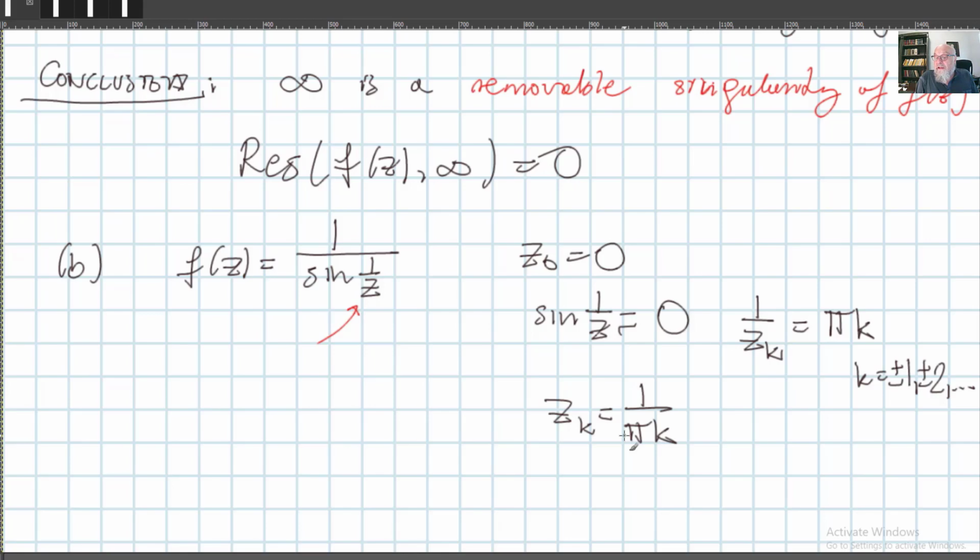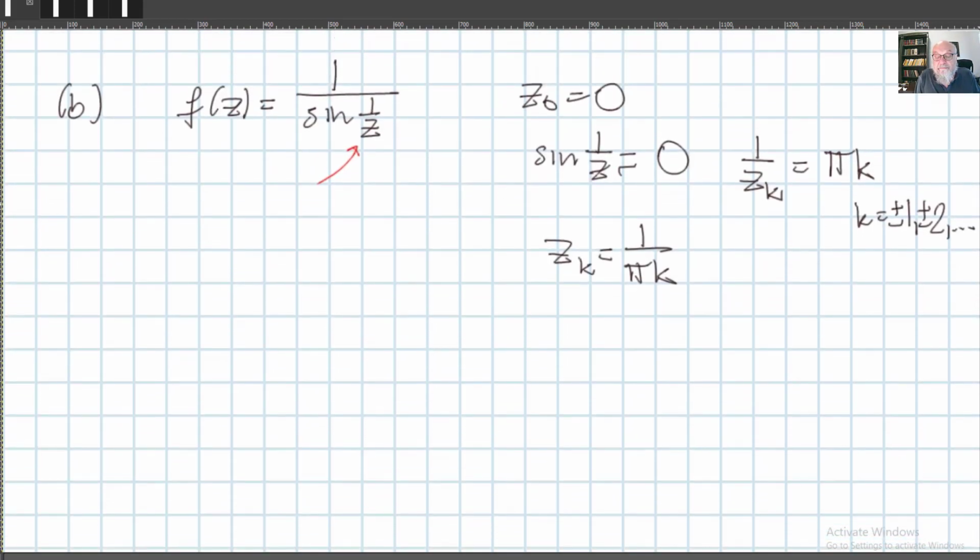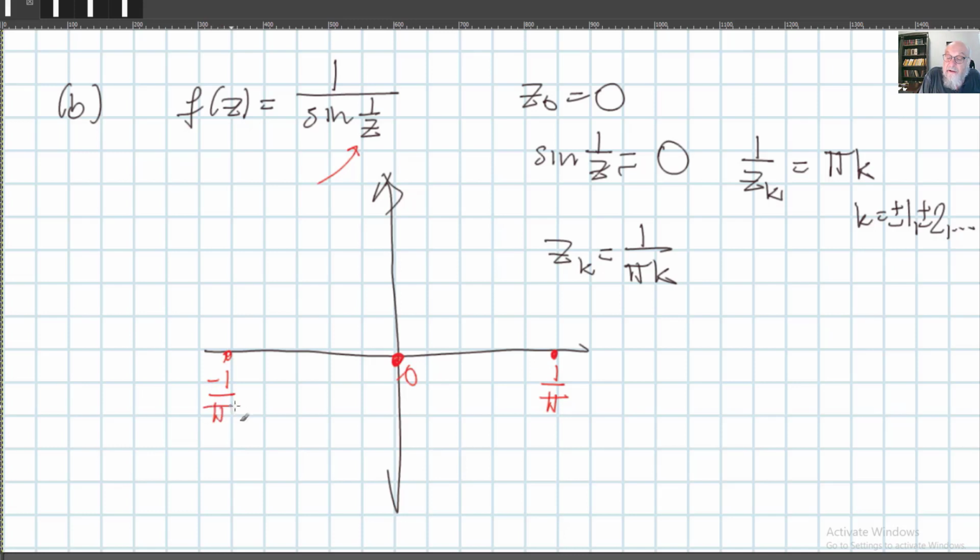And now you see, wow, that means this is the bounded set of singularities. Okay, let's make a picture. Let's see what's happening here. So here we have the complex plane. Then we have the point 0, that's my singular point. And then of course I have singularities. Start with k equal 1. So where is k equal 1? This will be 1 over pi. And then of course there will be another side, minus 1 over pi.